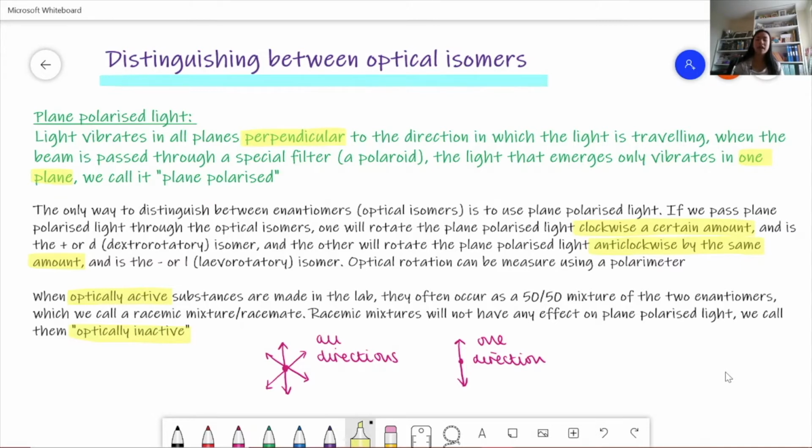So then one of the isomers will rotate it clockwise by a certain amount, and the other one will rotate it by the same amount but anti-clockwise. And so overall, there's no effect. Whereas what it's doing is that the plus isomer is rotating it clockwise by a certain angle of theta. And so this is the plus or the D. But then the other one is rotating it anti-clockwise by the same amount, so also by the angle of theta, and this is minus or L. And so overall there's no effect and they balance out, and so the plane polarized light just stays as it is, just vibrating in that one plane.